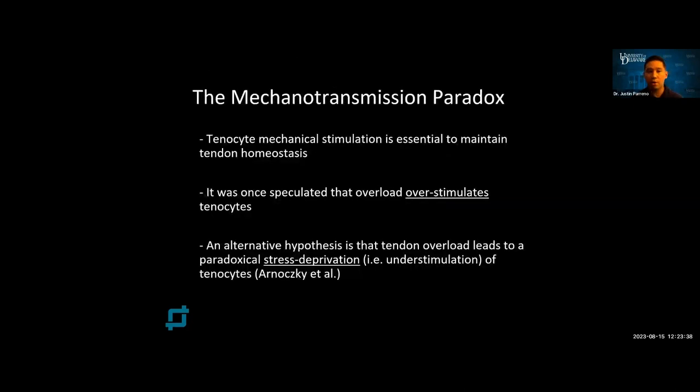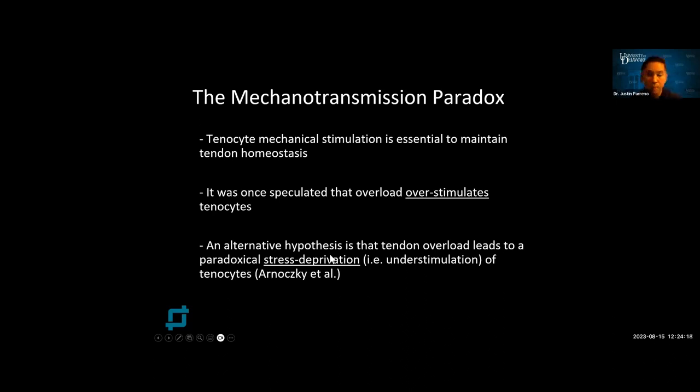So this leads us to our paradox. Tenocyte mechanical stimulation, we know, is essential to maintain tendon homeostasis. And while it was once speculated that overload of tendon tissue leads to overstimulation of tenocytes, we know that to overstimulate tenocytes would be very challenging in an in vivo situation. So an alternative hypothesis is that tendon overload actually leads to a paradoxical stress deprivation or understimulation of tenocytes. I wasn't the first person to come up with this hypothesis. I believe it was Arnoczky et al.